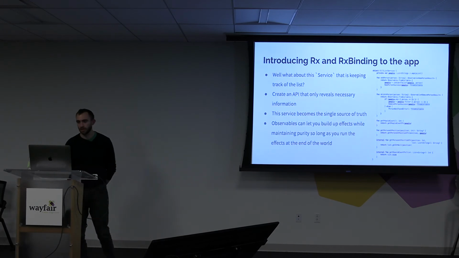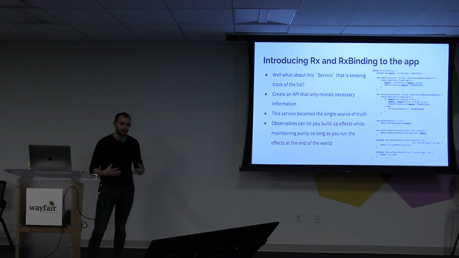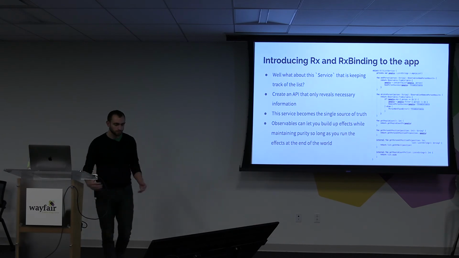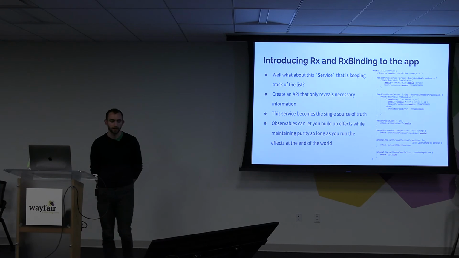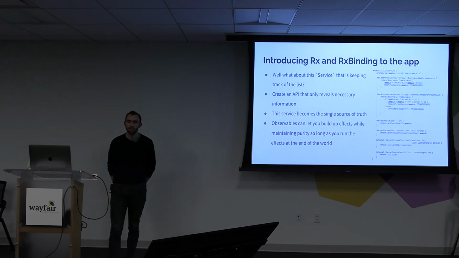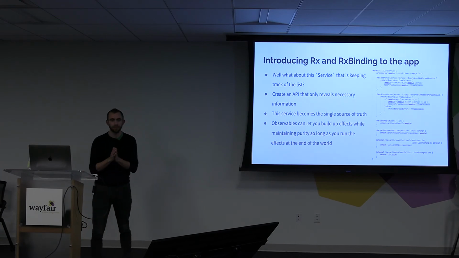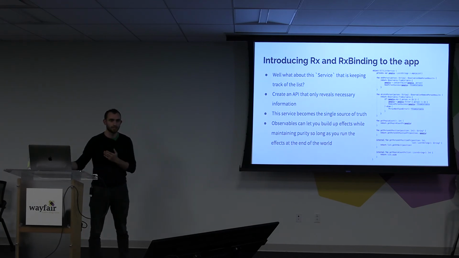So what about this service that we're talking about? The service kind of just turns into this API that we have that all of our business logic can talk to. And the benefit here is that it becomes a single source of truth. And the portions where we have to do some sort of effects, like adding a person or removing a person, we turn into observables. So we kind of streamline these effects so that they're not run until they're absolutely needed to. And when they are run, we at least have this object that we can return.